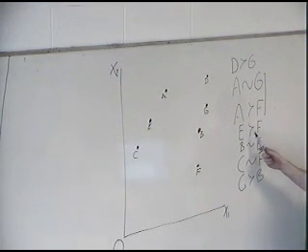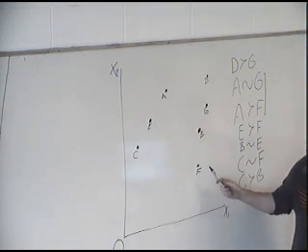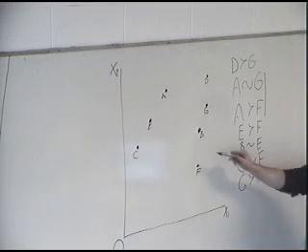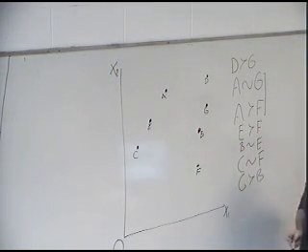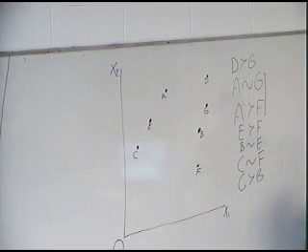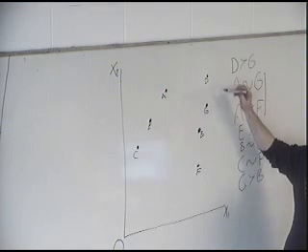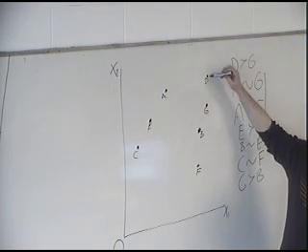Combining that with the fact that E is better than F, so this is better than this, and that B is at least as good as E, so these two have to be on the same indifference curve, we can start drawing them in. So D is better than G, which is as good as A.